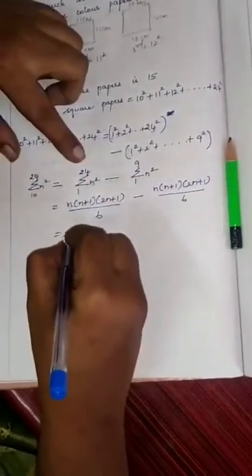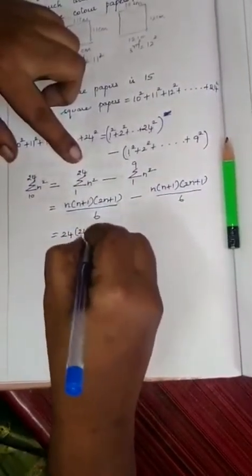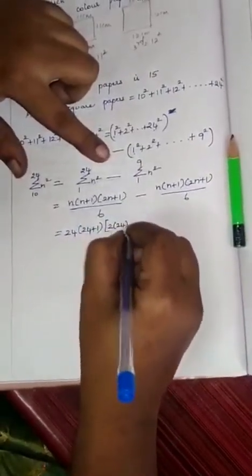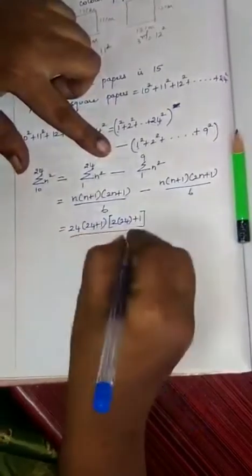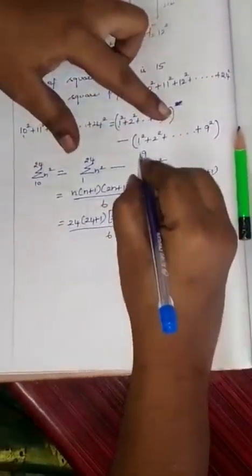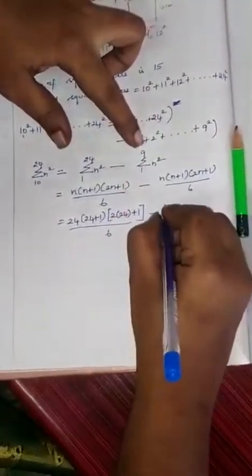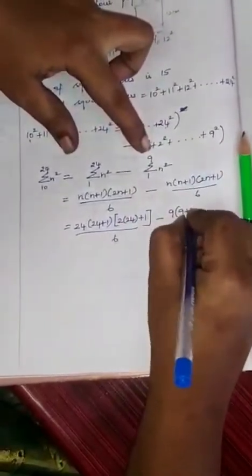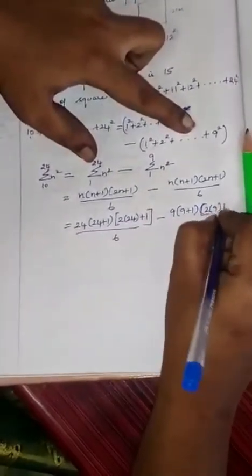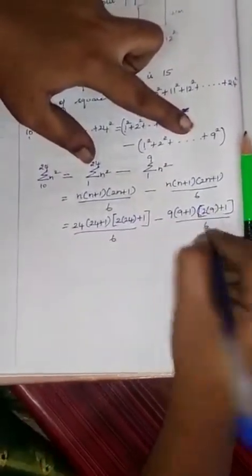Already I have taught you. So it is 24 into 24 plus 1, here 2 into 24 plus 1 by 6, here minus. Now this side the n value is the final value of this. So 9 into 9 plus 1 into 2 into 9 plus 1 by 6.